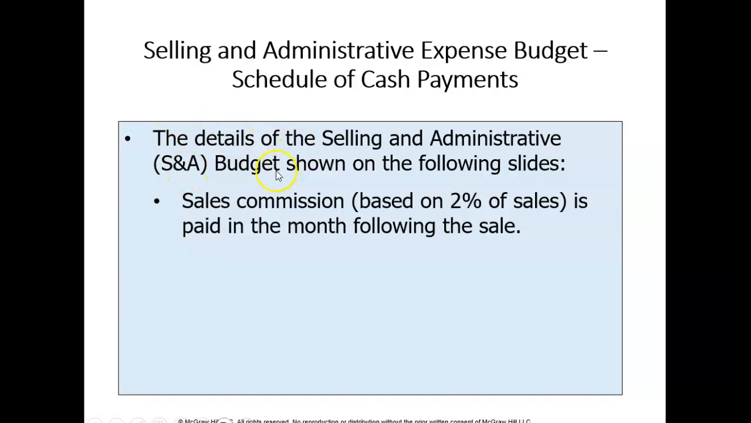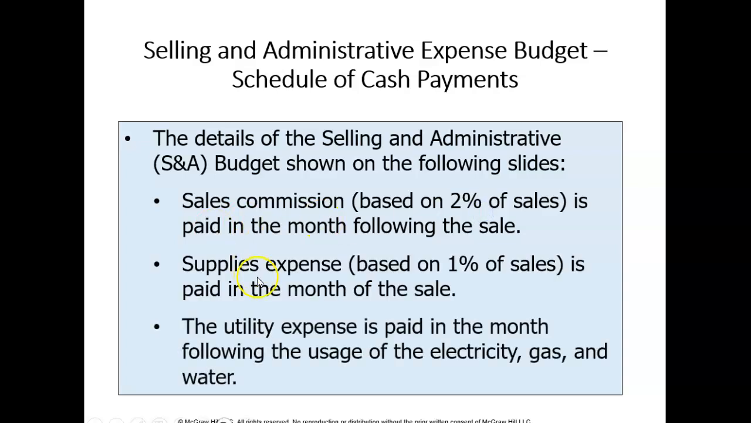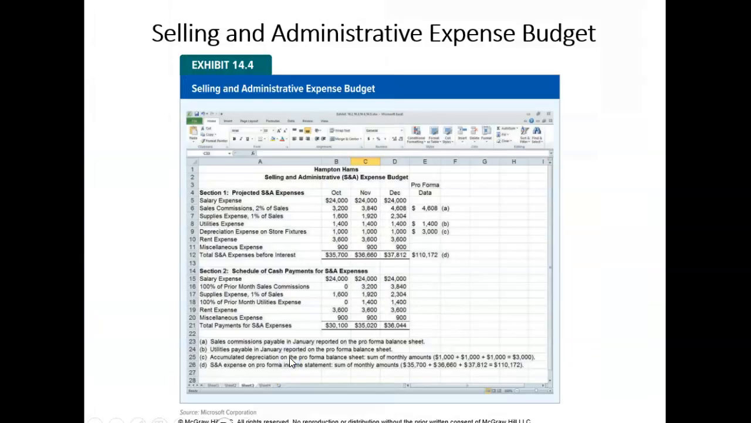Okay. Next up, we have our selling and administrative expense budget and related schedule of cash payment. So we're saying that our sales and admin budget will be based upon 2% of our sales. So remember we said sales is important because all of our other budgets are based upon our sales projection. Okay? So our supplies expense is going to be 1% of our sales each month. The utility expense is paid in a month following the usage for electricity, gas, and water.